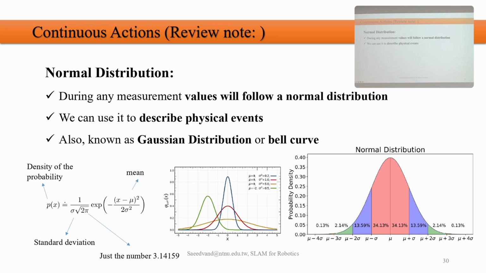So what is happening with the normal distribution? If anybody doesn't know, let's have a look. We can use it to describe physical events, and it has different names: normal distribution, Gaussian distribution, or bell curve, and it looks like this.